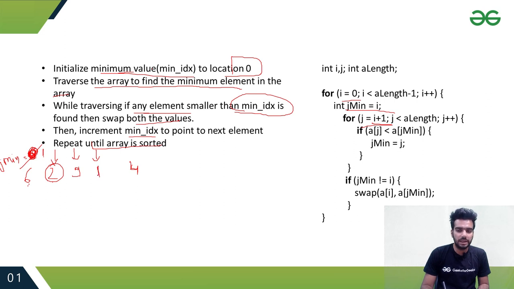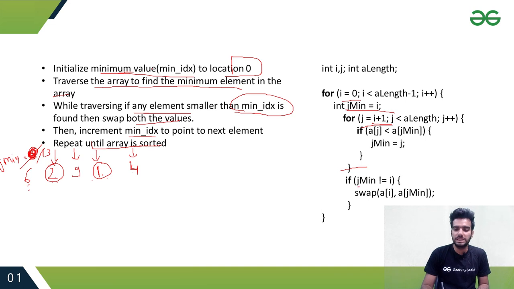Now a of j is less than a of jmin, yes it is, so store the index 3 in jmin. Now jmin will store 3, which holds the value 1. Now increase the value of j. Is this less than this? No, it is not. So now after this, the for loop will end.